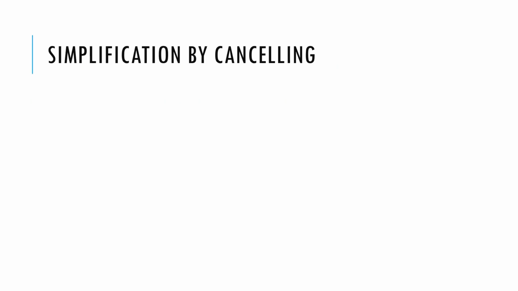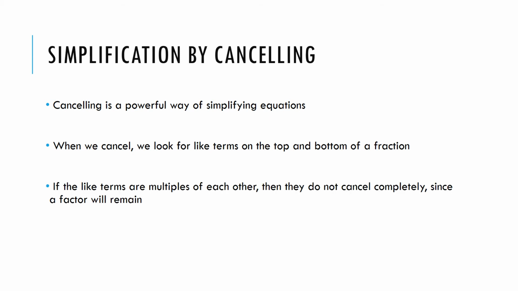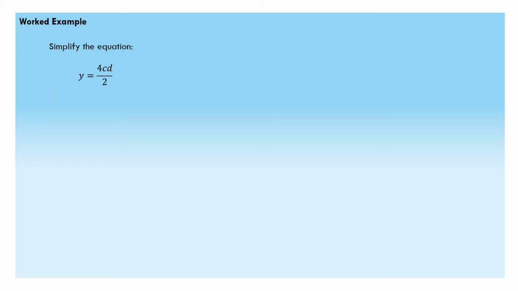Okay, so simplification by cancelling then. Cancelling is a really powerful way to simplify equations. When we cancel, we are going to look for like terms on the top and bottom of a fraction, remembering that if those like terms are multiples of each other, they won't cancel completely since some kind of factor must remain. So let's have a look at this equation.